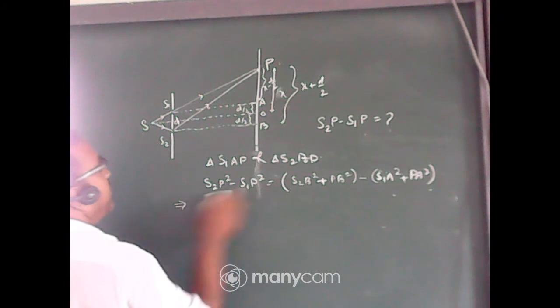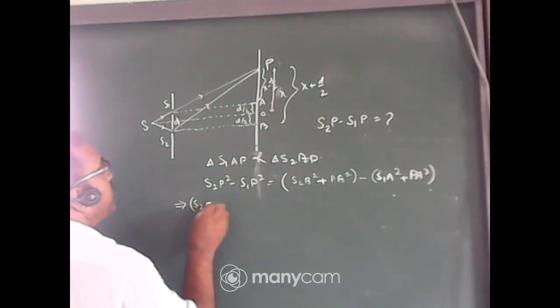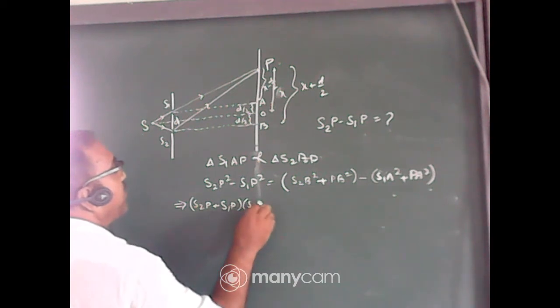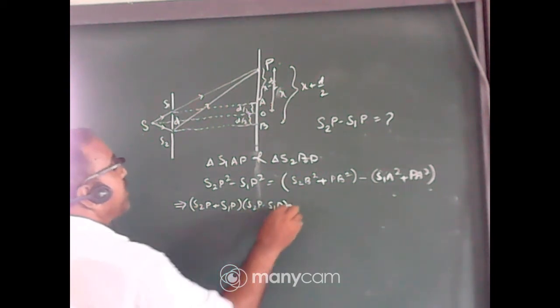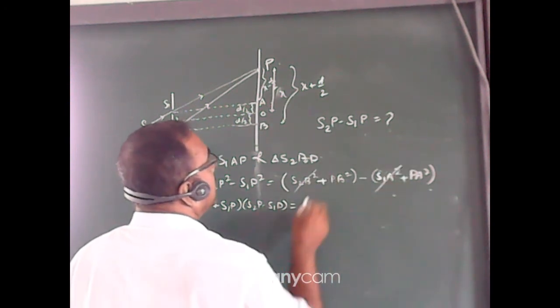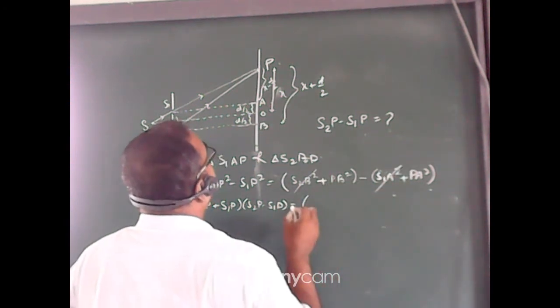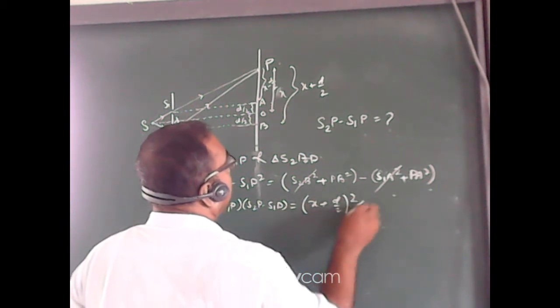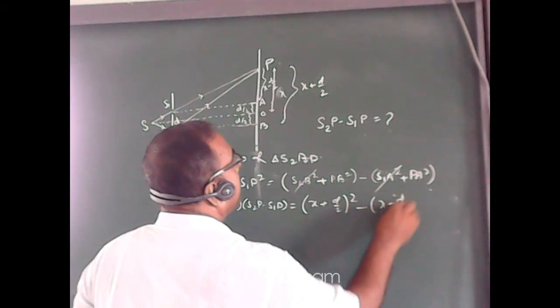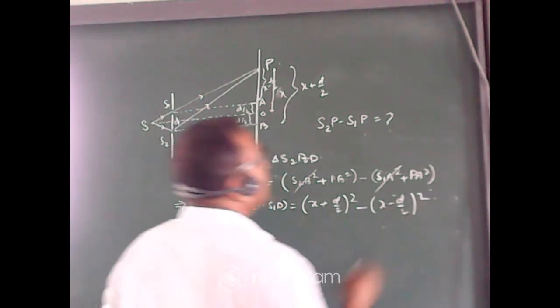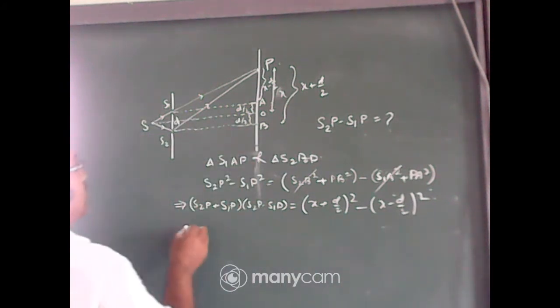So a square minus b square, that is (S2P + S1P) into (S2P − S1P), that is equal to S2P square minus S1P square. PB square means (x + d/2) whole square minus (x − d/2) whole square. Okay, so my dear student, you check here.